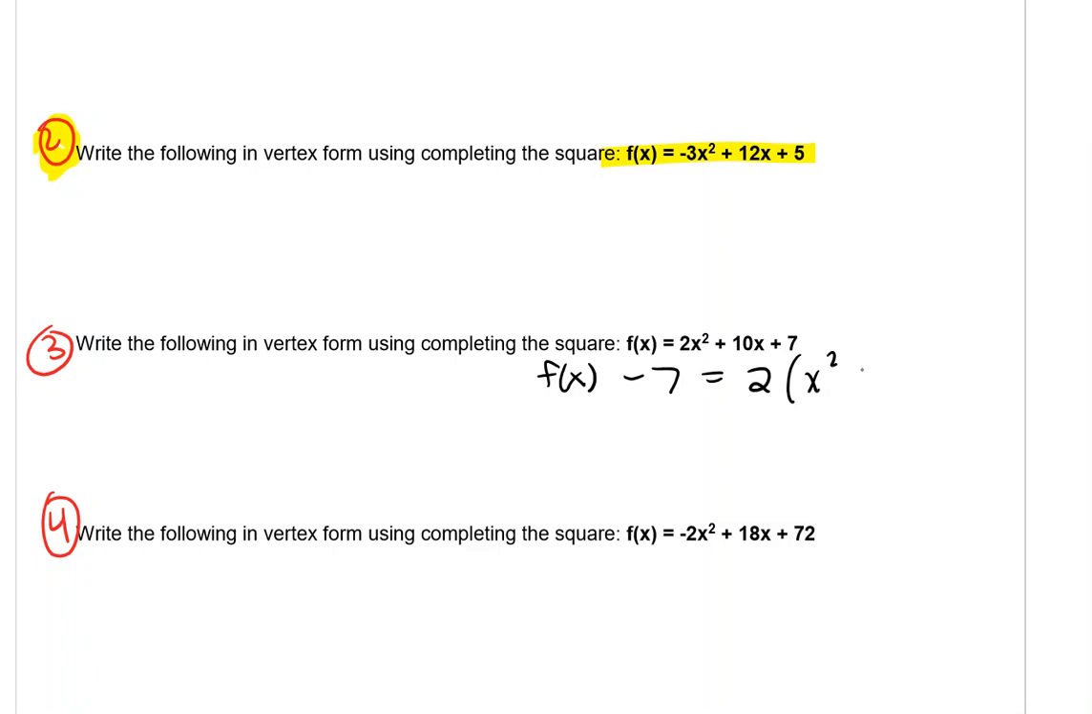And I'm going to pull the 2 out. Oh no! I pull the 2 out this time and it's a 5. That's okay. We can still work with that. It's just a little messier. So when we divide by 2 and then square, we're going to get 25 fourths. Yes, leave it as 25 fourths.